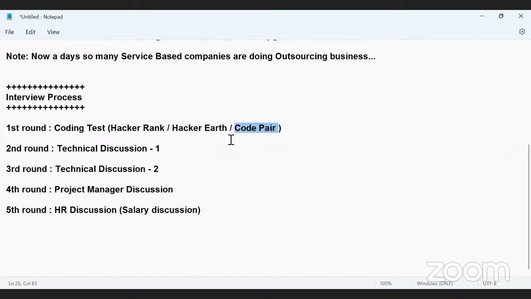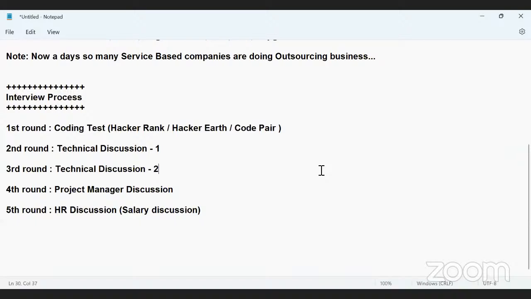In some companies, they will give you a HackerRank test link. You need to log in to HackerRank and write the test. They will give you 3 programs, and you have to solve a minimum of 2. Based on your solution, test cases will be executed, which will decide whether you passed or failed that round. Most of the companies prefer a coding test. Once you clear your coding test, only then will the technical discussion be available.